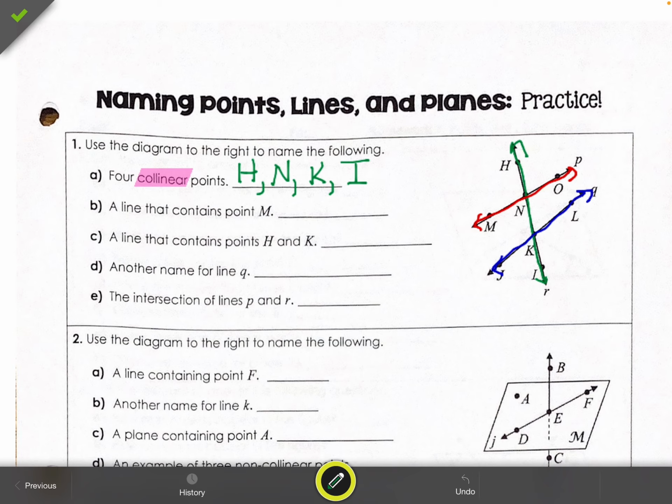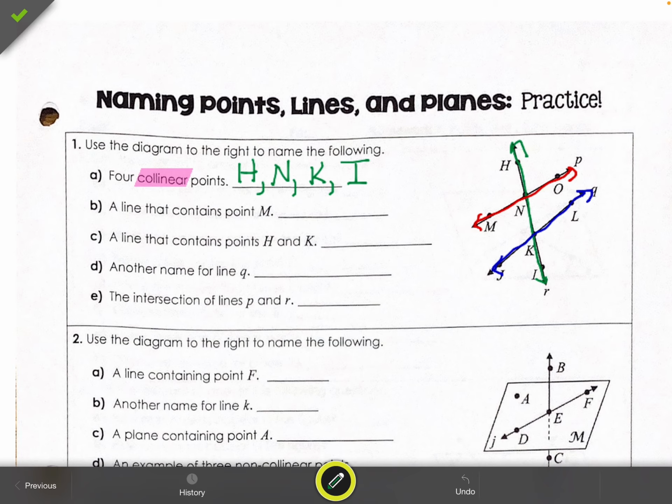All right, part B, a line that contains point M. So we need to find point M. There's point M, it's on the red line. And so they want to know the name of that line. And here's what sometimes people struggle with. There are multiple correct answers for this.